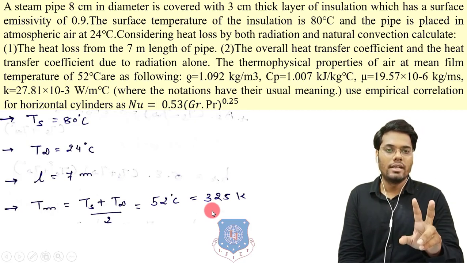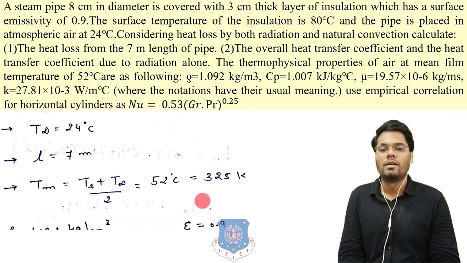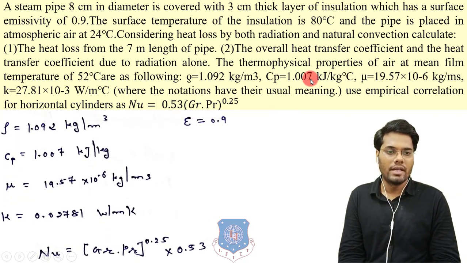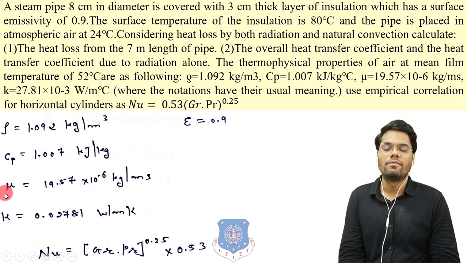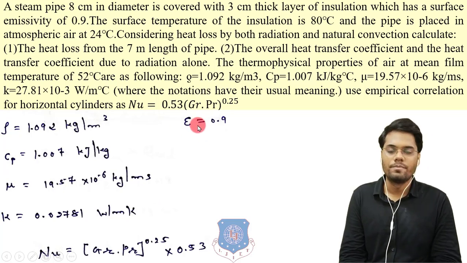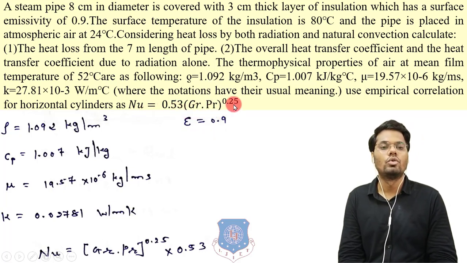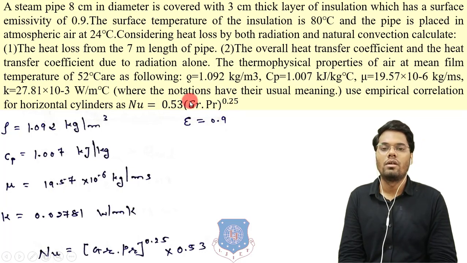So we have to calculate the heat transfer rate by both convection as well as radiation mode. The properties at the mean temperature are density, specific heat, dynamic viscosity, conductivity and emissivity. These all values are given in the question. The correlation between Nusselt, Grashof and Prandtl is also given as Nu equals 0.53 into (Grashof times Prandtl) raised to 0.25.